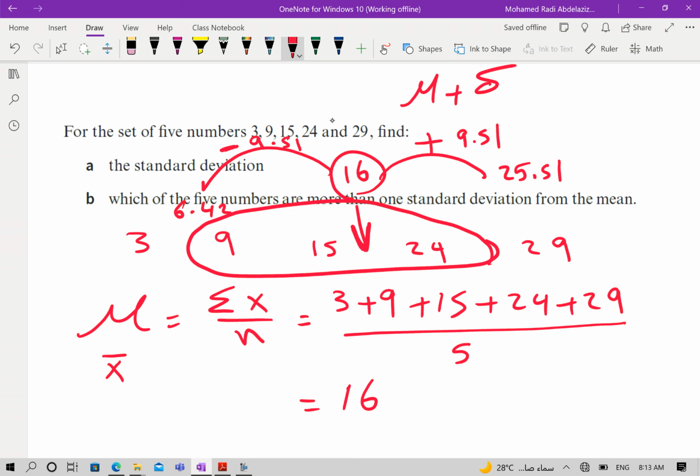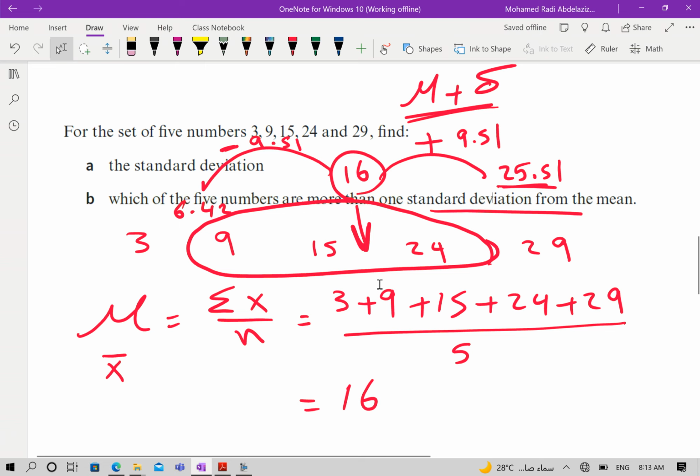Again, we calculate mu first, then get x minus x bar, we calculate the variance, then take the square root. When we answer part A, find the standard deviation, done. Part B: which of the 5 numbers are more than one standard deviation from the mean? One standard deviation above the mean means mu plus standard, which is 25.51. How many values are more than this value? Only one value, which is 29.